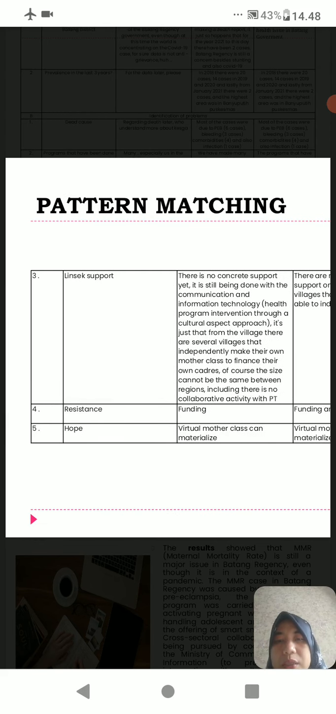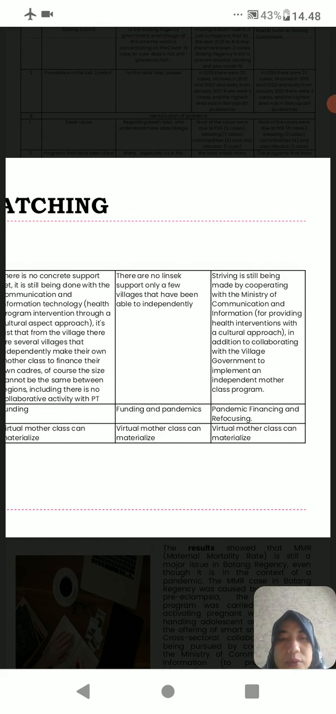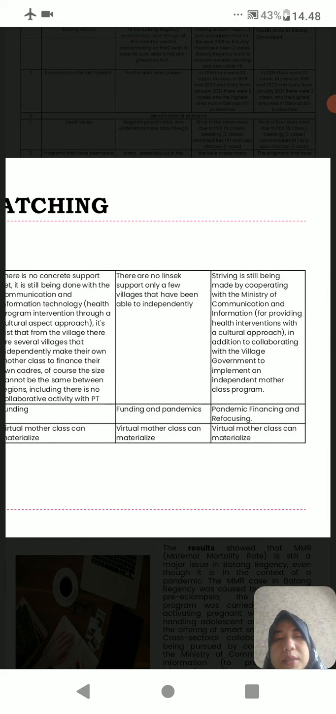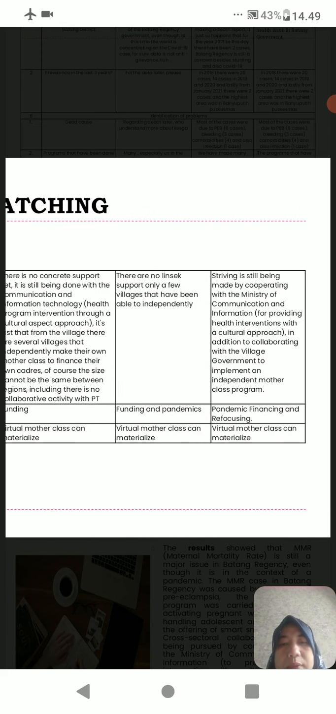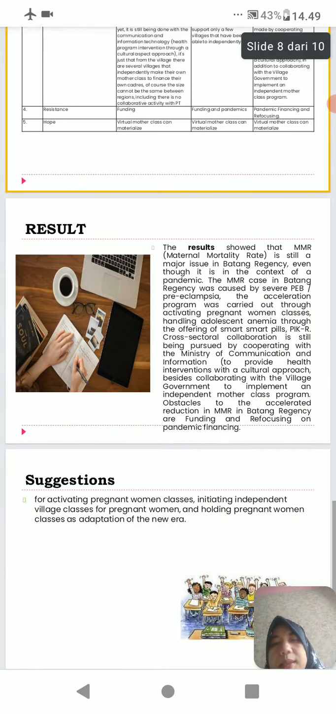And the next question is about resistance to the program for reducing MMR in Batang Regency. The pattern matching shows that pandemic financing and refocusing is the resistant program. And the last one is the hope. The pattern matching from the informant statement is that virtual mother class can be done to reduce MMR in Batang Regency.